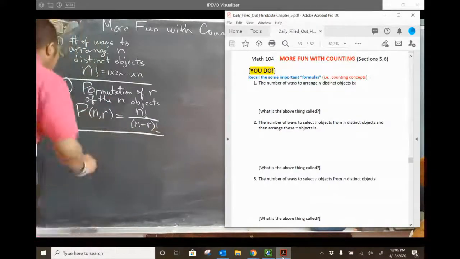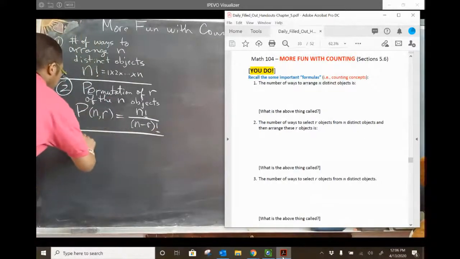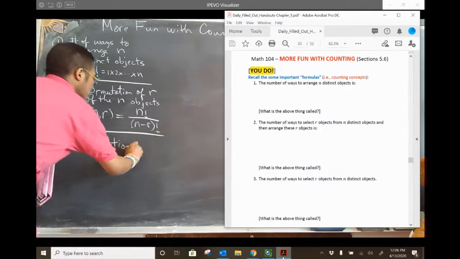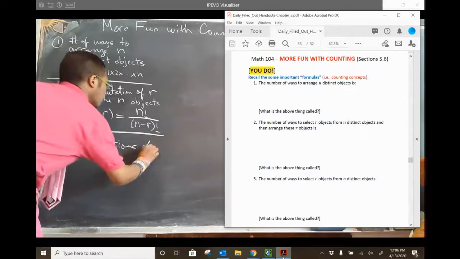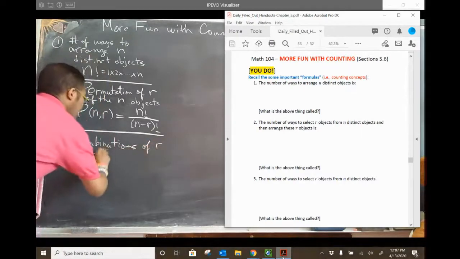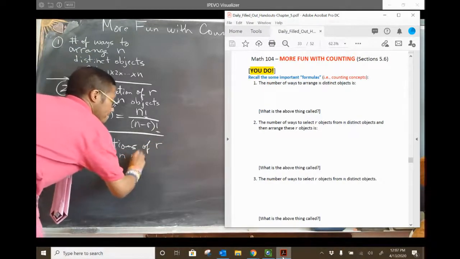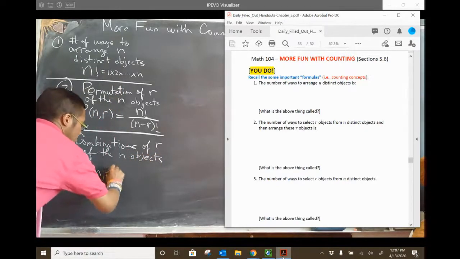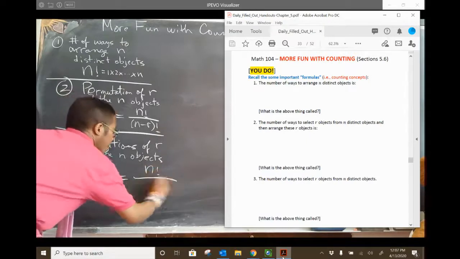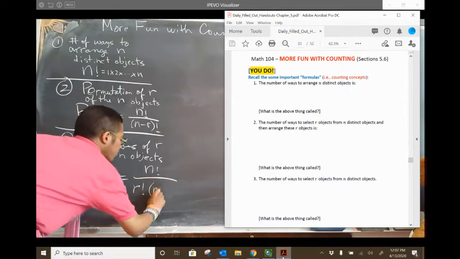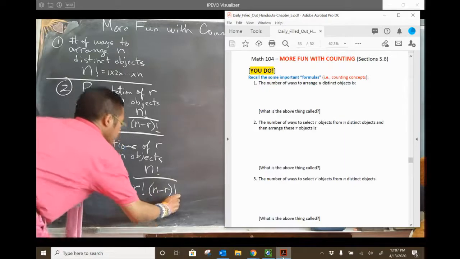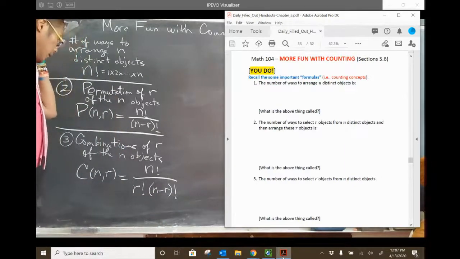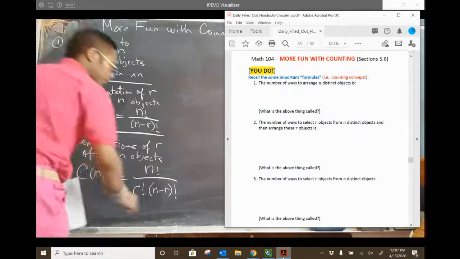And then the last formula that we need to know is combinations of r of the n objects. And this is C(n,r), which is n factorial divided by r factorial times (n minus r) factorial. These are the ones we're going to be using a lot. We'll get to the fourth one on this page in a second.